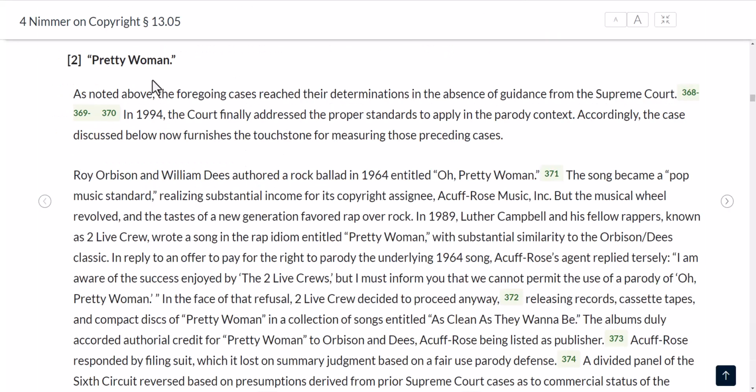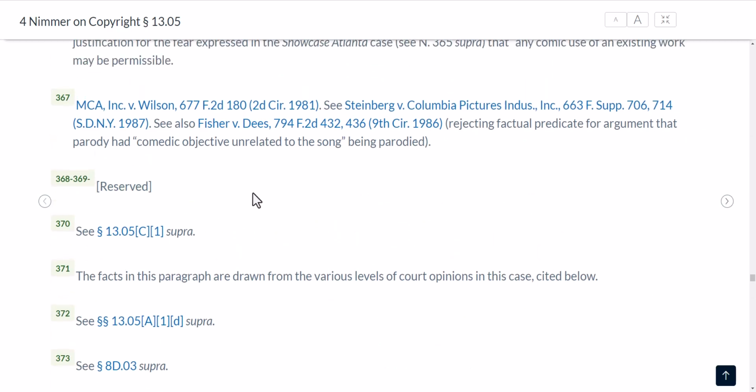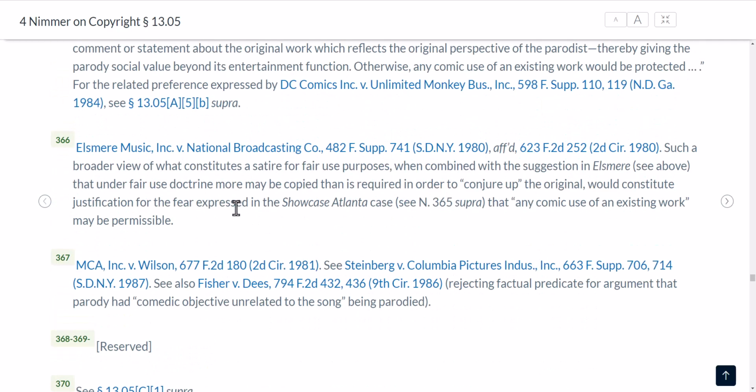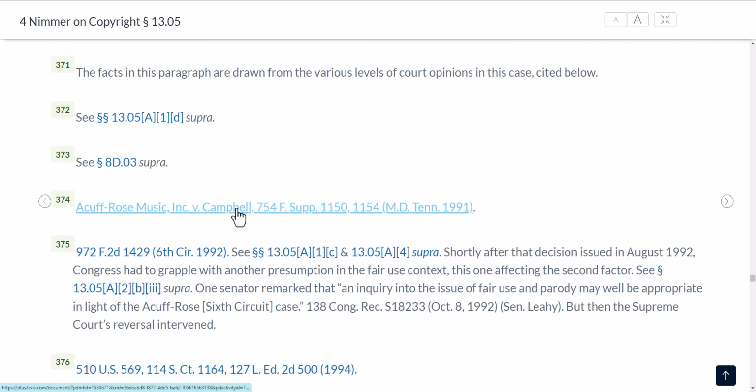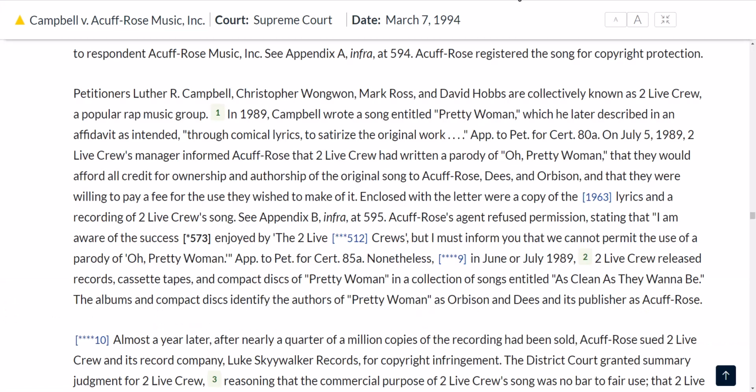Okay, so in reading here, we come across this Pretty Woman case. This is the Campbell case. And so instead of reading their take on it here in the treatise, which gives a lot of procedural background and history, I'm going to go right to the actual opinion here. So I'm just going to click on the footnote, and it should take us right to a link that we can get into the case. Here it is right here. So I'll open that in a new tab.